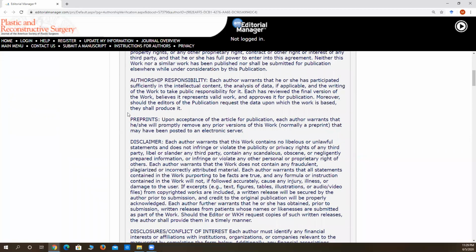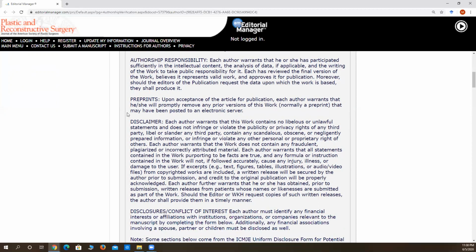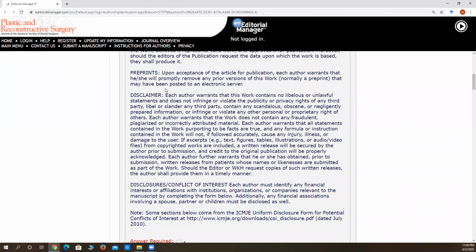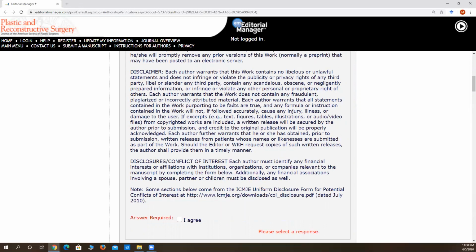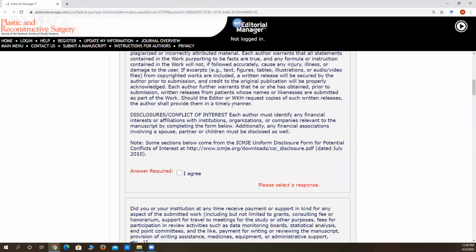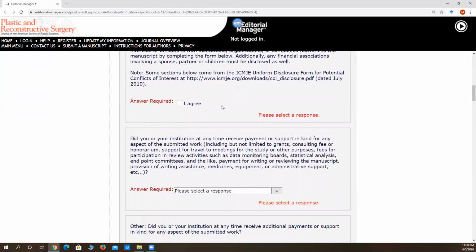It's your responsibility to make sure that the authors fulfill the criteria of authorship, which means they have contributed to the work and they agreed to the information inside the work. You agree to remove any preprints from electronic servers, and that you haven't violated any laws or rights. You agree to disclose any conflict of interests, and if you agree, you just click I agree.